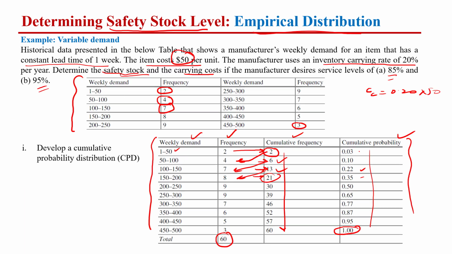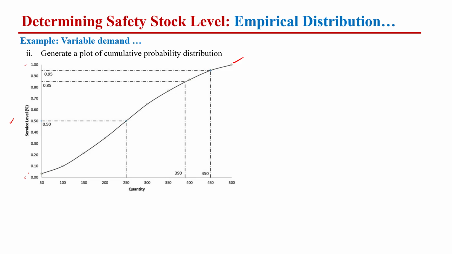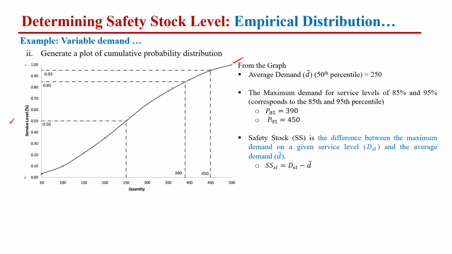which means against 50 we have the cumulative probability 3%, against 100 we have the cumulative probability 10%, against 150 we have the cumulative probability 22%. So these dots are indicating those percentages, right? So the question was, we would like to find out the safety stock against the service level of 85% first.